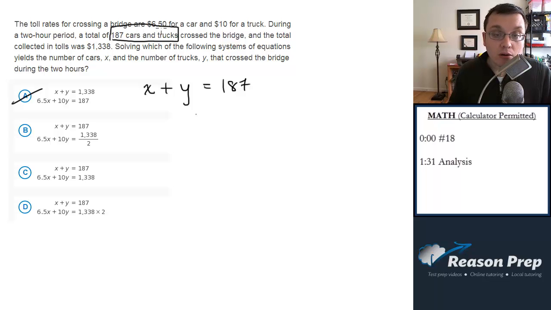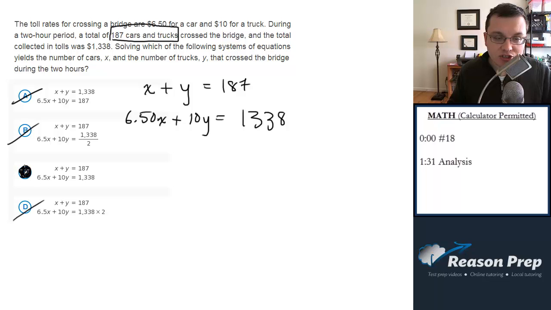Well, for each car, we get $6.50. So the total toll collected from those cars will be $6.50 times x. And then the total collected from the trucks, it's $10 per truck, and we've got y trucks, so the total revenue will be 10 times y. And when we add up the tolls collected, we should get the total, which is 1,338. So we look at the choices, it's not this, so we get choice C, and that's the answer.